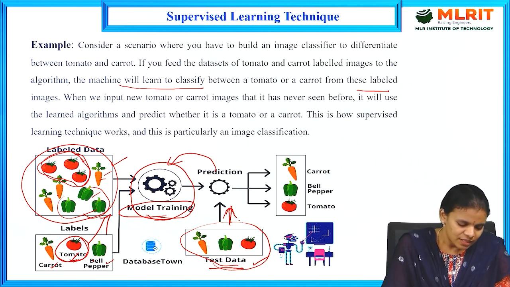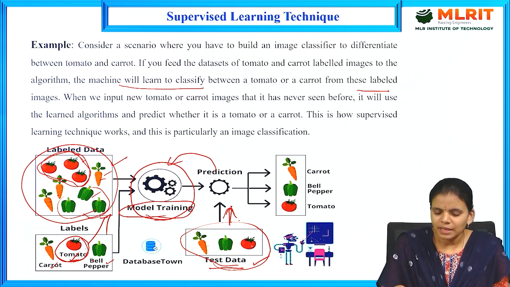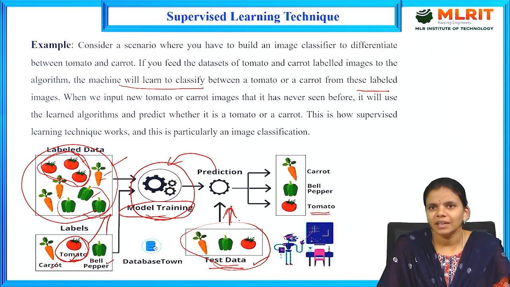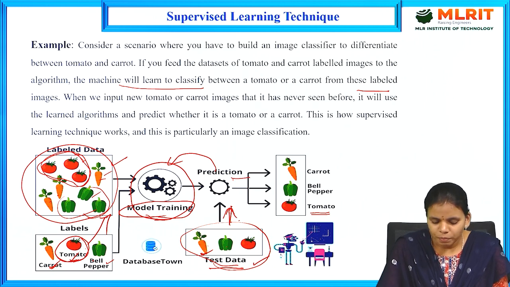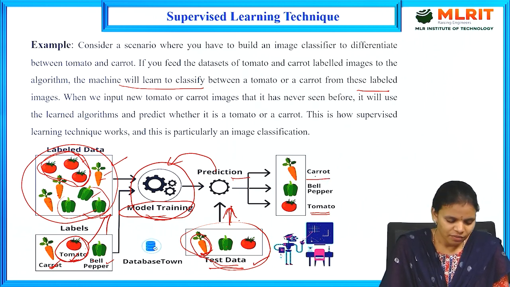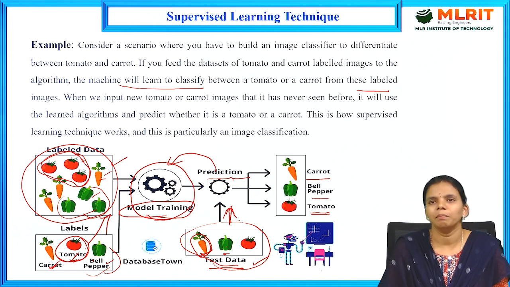Here this red color image is labeled as tomato, so this red color image is predicted as tomato. This orange color image is labeled as carrot, and our system is predicting the orange color image as carrot. In the same way, this green color image is labeled as bell pepper, and now our system is predicting this green color image as bell pepper.